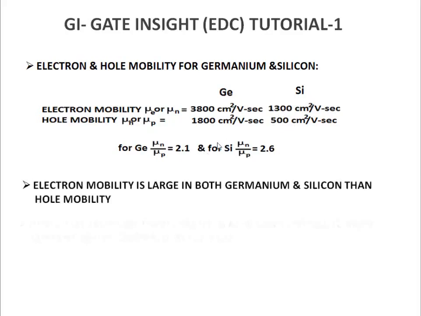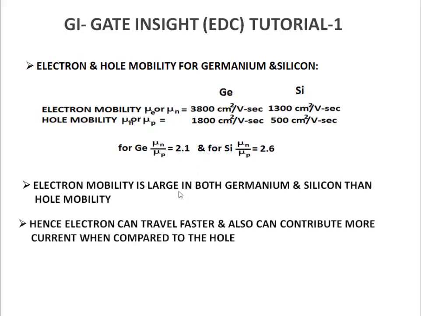So remember these values. Now the electron mobility is larger than the hole mobility in both germanium and silicon. So we can see that in both cases, for germanium and silicon, the electron mobility is greater than the hole mobility. Hence electrons can travel faster and also contribute more current when compared to holes. Electrons can travel faster because they have the higher mobility.